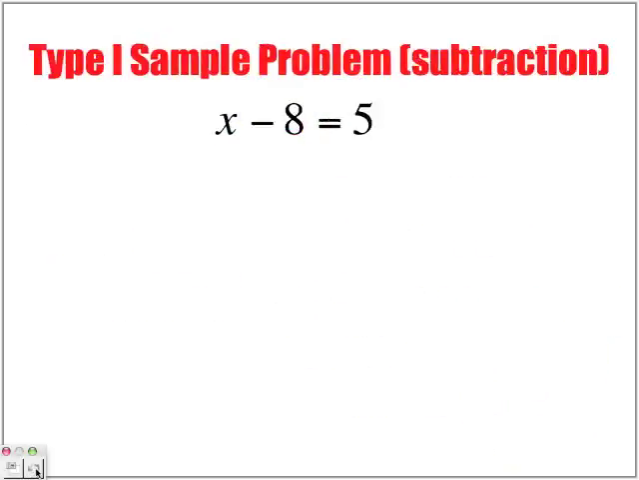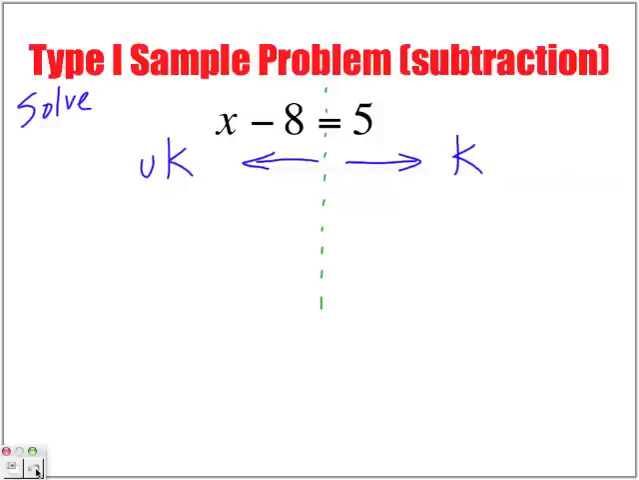Let's look at the next example. Type 1 sample problem. Now we're dealing with subtraction. So, again, the question says to solve for the unknown. So, we separate the left side from the right side. As we said, unknowns on this side, known values on that side. It doesn't really matter. You can put unknowns on the right side and knowns on the other. Try to move it so your unknown can stay positive, because it makes things a lot simpler.